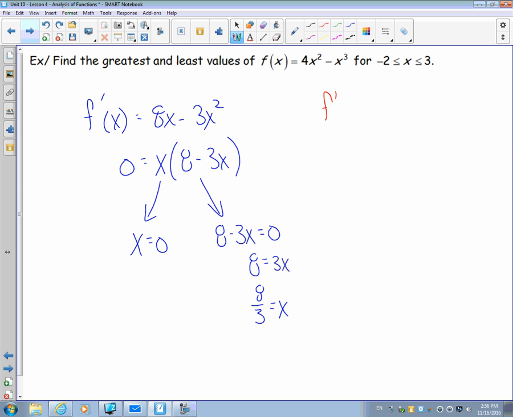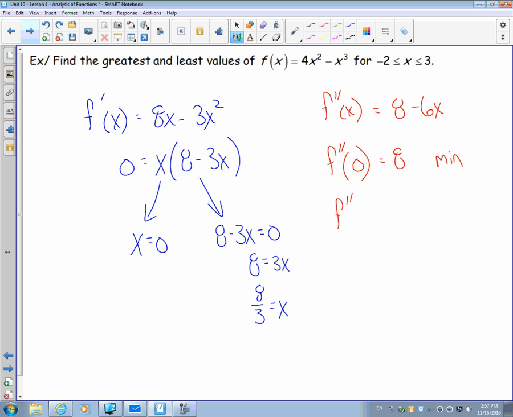So let's move to our second derivative. We'll get 8 minus 6x. Let's try the second derivative at our critical values. We'll get 0 in there. We get 8. It's a positive 8, which tells me min.